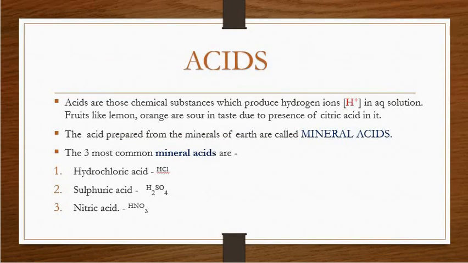Acids. The definition of acids: acids are those chemical substances which produce hydrogen ions in aqueous solution. Fruits like lemon and orange are sour in taste due to the presence of citric acid in them. And the acids prepared from the minerals coming from the earth's crust are called mineral acids.